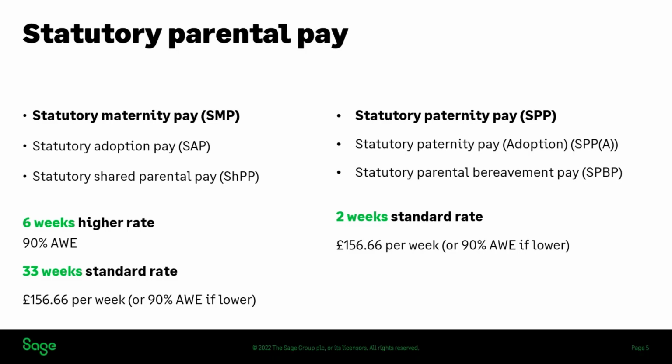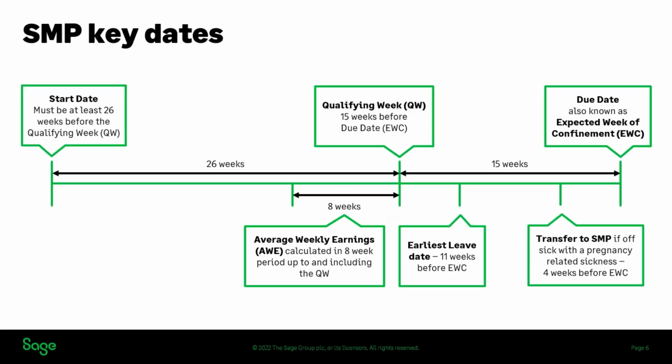So I'm just going to show you some of the key dates involved in calculations of these statutory payments. And we're focusing on SMP in this example. So I'm going to start on the right-hand side of this slide where we have the baby's due date, also known as the expected week of confinement or EWC. And this is the date that will be provided by the mother on the MAT B1 certificate. And then if you count back 15 weeks from the due date, that takes you to the qualifying week. And this is the point up to which the average weekly earnings are calculated.